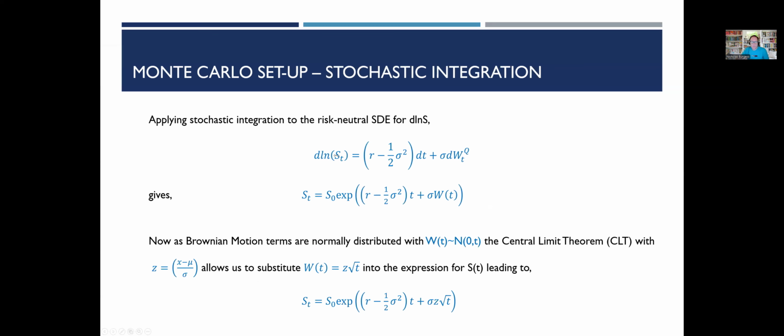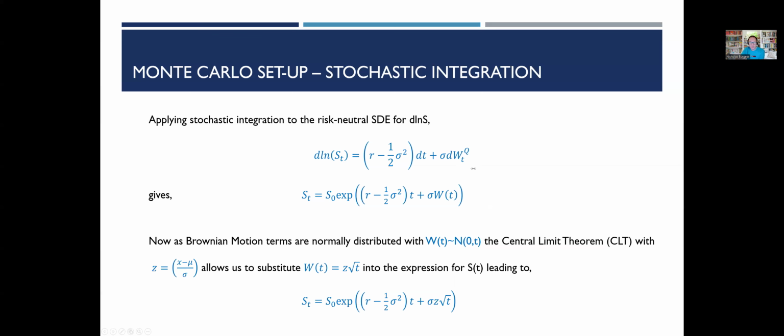So we've got this expression for the dynamics of the log of S under the risk neutral measure. We can use that then. That's a martingale process and allows us to use martingale pricing, risk neutral pricing.